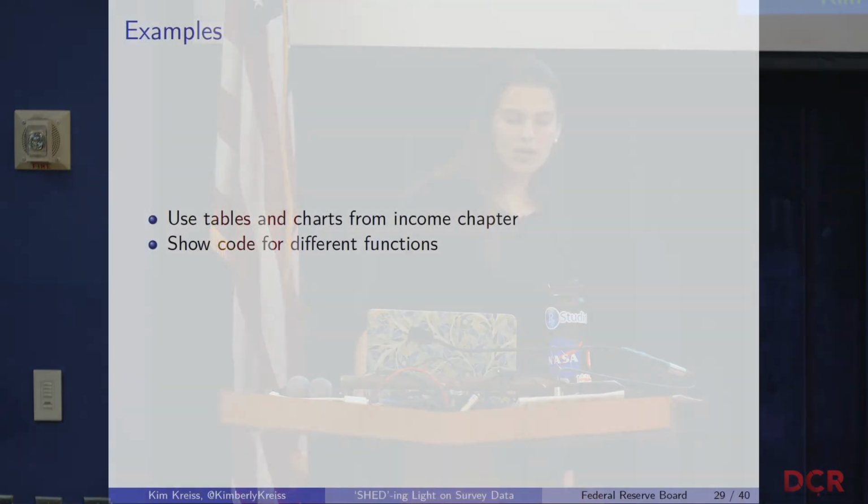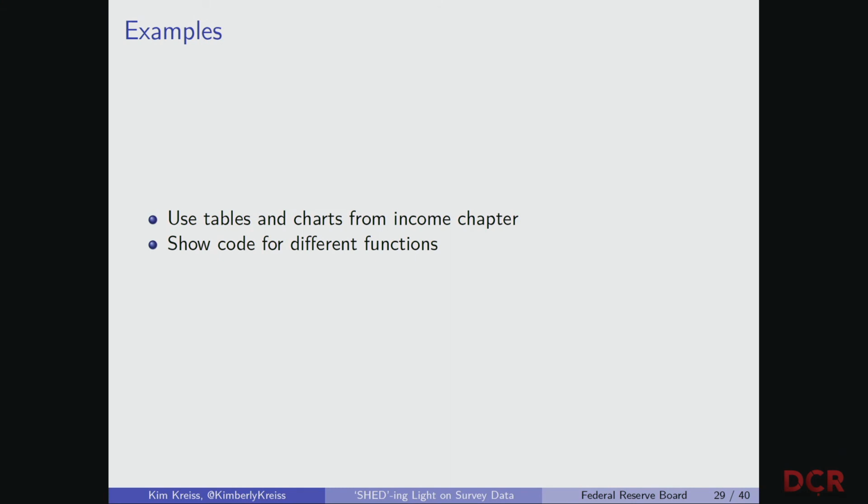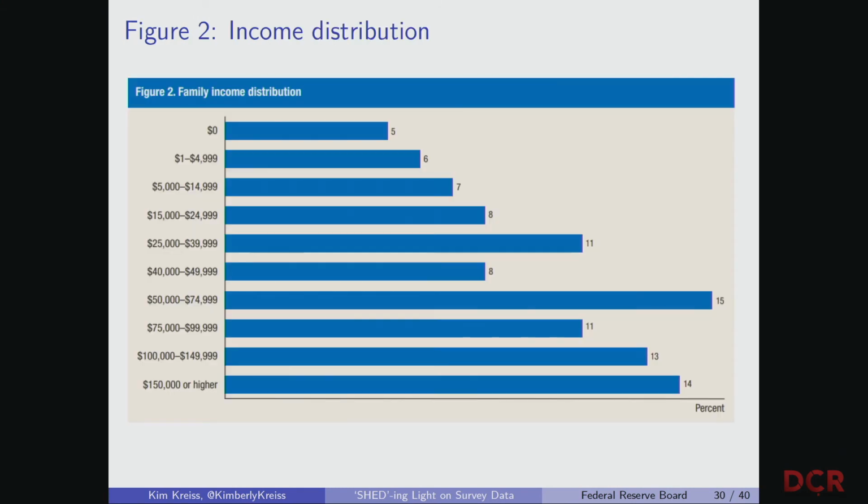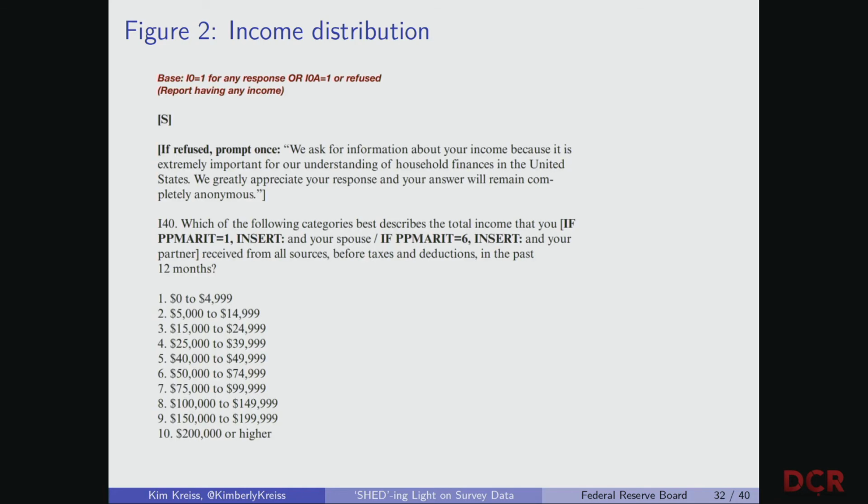So I'm going to use some tables and charts from the income chapter, and I'll show just some code for some different functions. So I'm going to start with this really basic graph. This is just a bar chart, family income distribution. Pretty simple. Okay, so this is what our question looks like.